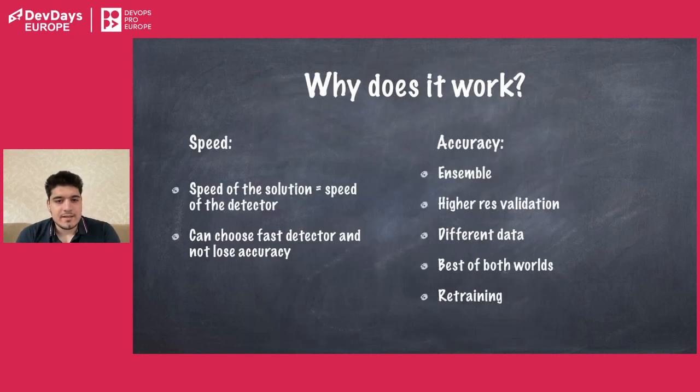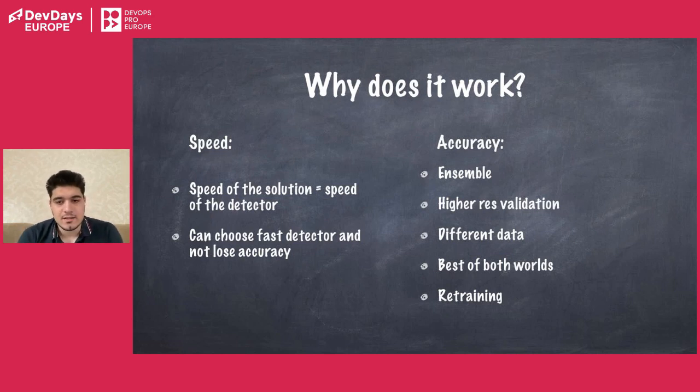And why does it work? Why does this technique perform well? Let's first discuss why it is fast. Basically, the speed of our solution is tied to the speed of the first neural network, the detector. It's because our second net runs just in cases where the first net finds anything. So, in our case, 99% of the time, our second neural net is idle.